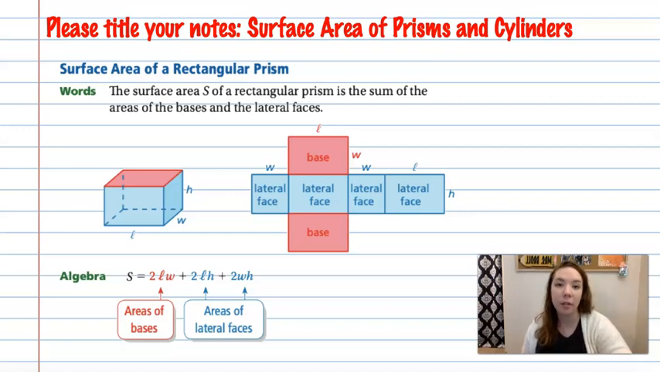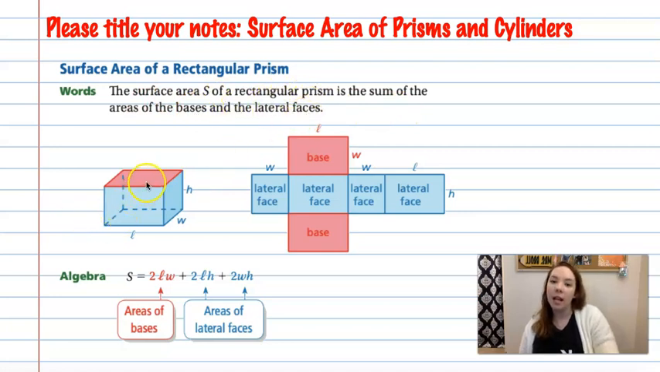So here first, let's talk about surface area. Surface area is always a little bit more challenging than volume because we're talking about the outsides. Like, think of it as wrapping a present. How much paper do we need to cover the outside of that box? And so here it says the surface area S of a rectangular prism is the sum of the areas of the bases and the lateral faces.